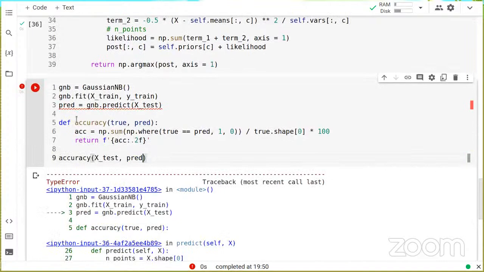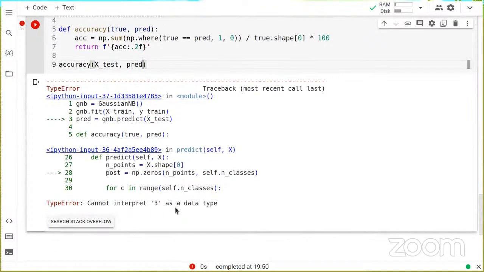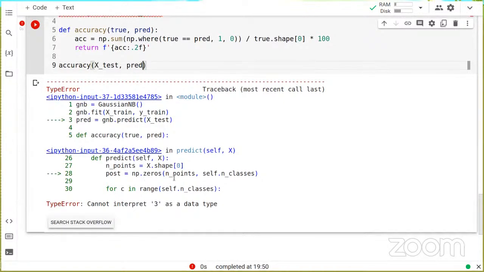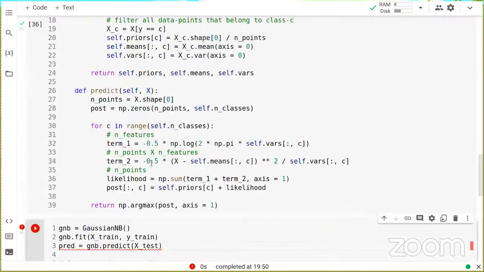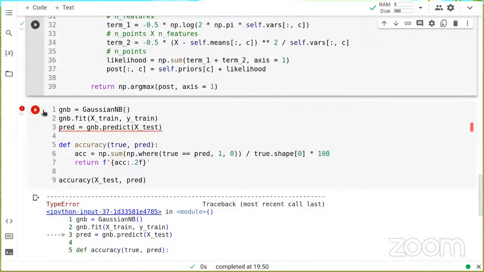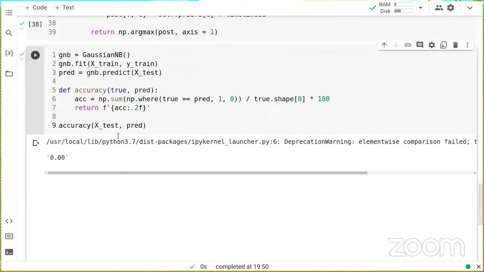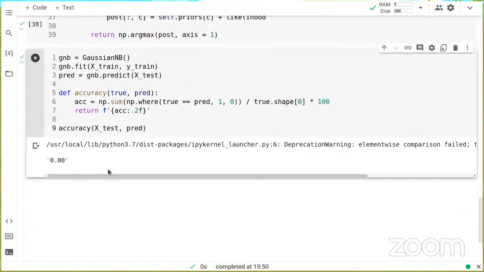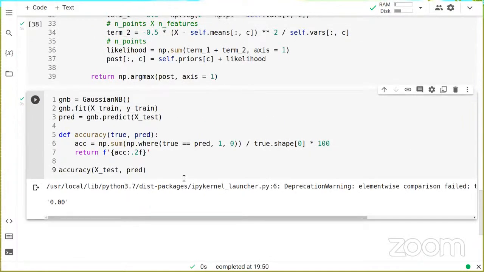So let us see where the errors are. Cannot interpret 3 as a data type double. Oh, the same mistake. Okay, that is bad. Wow, we are getting 0 accuracy. That is interesting.